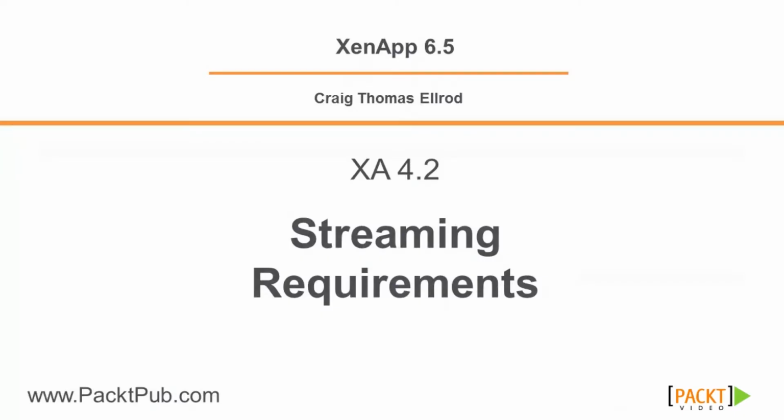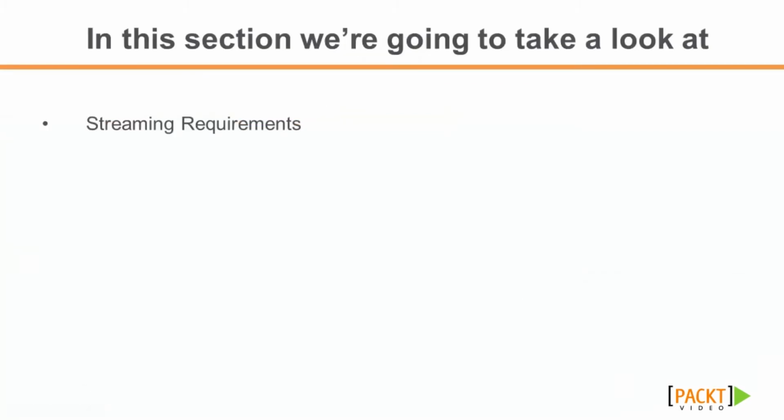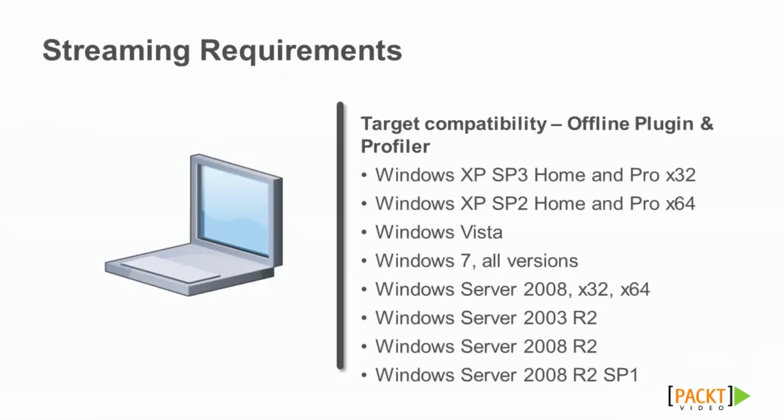Let's take a minute to look at some of the requirements around application streaming. Version 6.5 of the Citrix Offline plugin and Streaming Profiler are supported on the following target operating systems: Windows XP Home and Professional Editions, Windows Server 2008 32 and 64-bit editions, Windows Server 2003 R2, Windows Server 2008 R2, and with Service Pack 1, Windows Vista, 32 and 64-bit, and of course Windows 7, 32 and 64-bit.